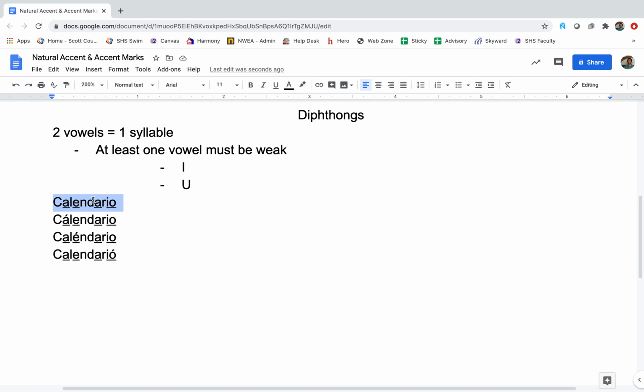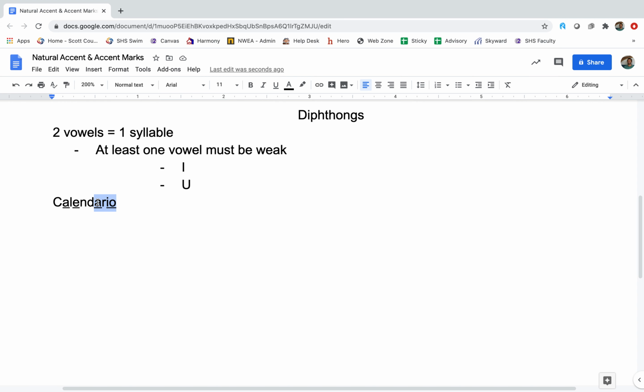Calendario is correct. You can hear the difference between the different stress placements. They all sound different. And the only one that's correct is the one that follows those natural accent rules, because these three are not actual words. So we get rid of them. Calendario. It's a 4-syllable word, and the natural accent is on the second to last syllable.